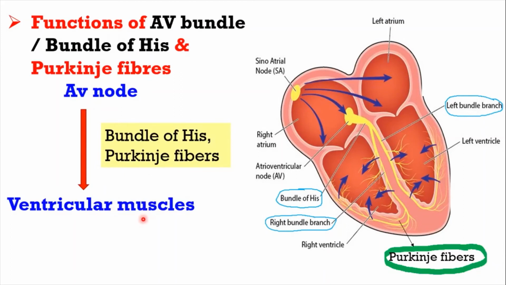This is about the nodal tissues. First we have discussed the sinoatrial node, which is the pacemaker of the heart. Then the AV node, that is the pace setter or relay point. And third, the bundle of His. And fourth one, Purkinje fibers.